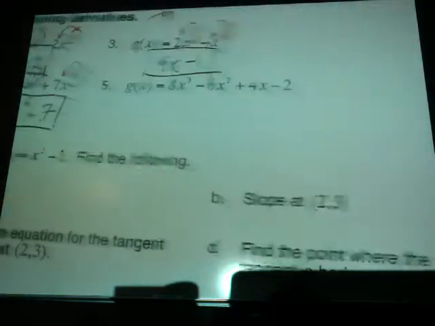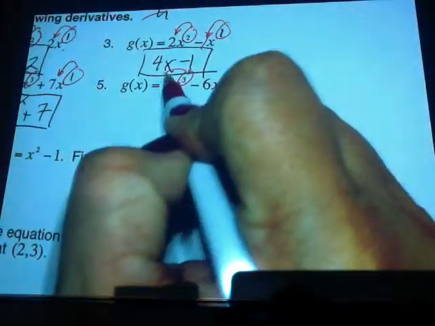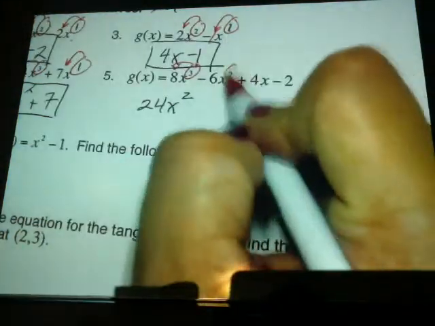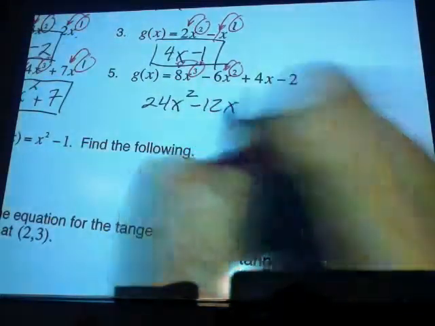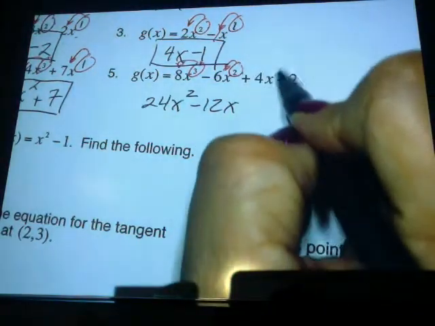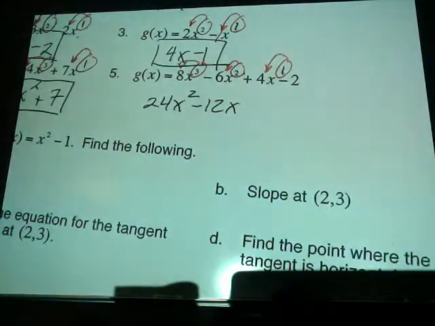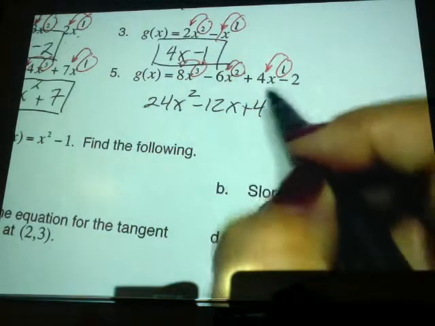And then this is the one that gave you the most heartache of all. 3 times 8 is 24, x to the second, 1 less. Then 2 times negative 6, so it's negative 12, x to the first, 1 less. Technically that's a 1, so 1 times 4 is plus 4, x to the 0. We're not going to write x to the 0.